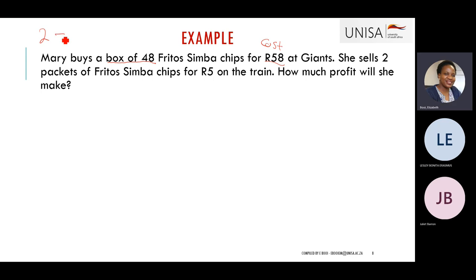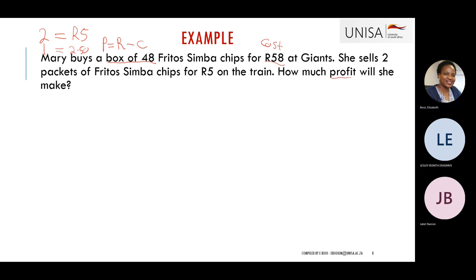So it means 2 for 5 rand, right? That's how much she sells the Zimbas. The question is, we need to calculate profit. What is profit? Profit is your revenue, which is your sales minus your cost. So it means from the 48 chips that she has in the box, if she sells all 48 chips, how much revenue will she be bringing? It will be because she sells 2 for 5 rand, so 1 is equivalent to 2.50. So we can say 2.50 times 48, and it will give us the revenue, and we subtract the cost. That's how easy it would be in order for us to find the answer.